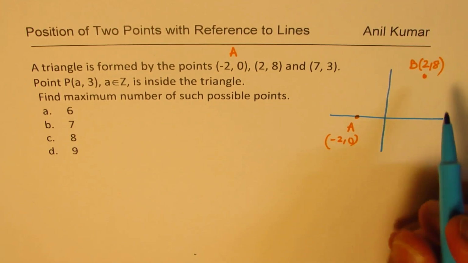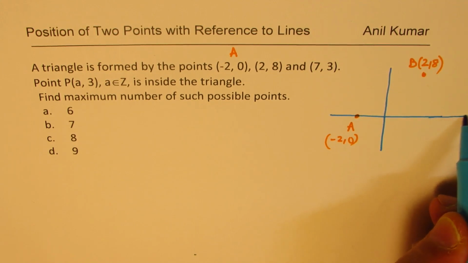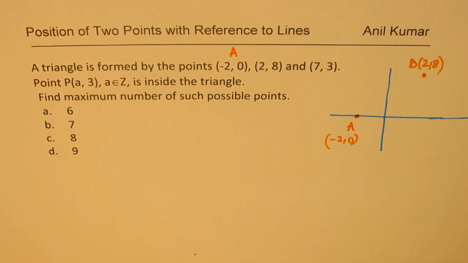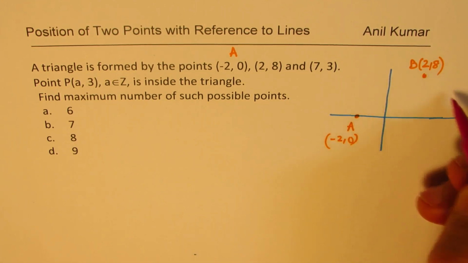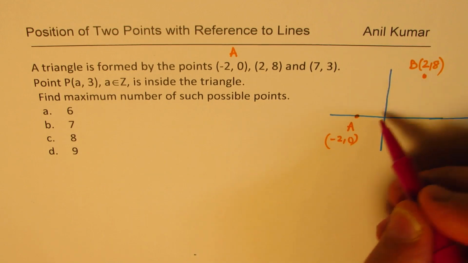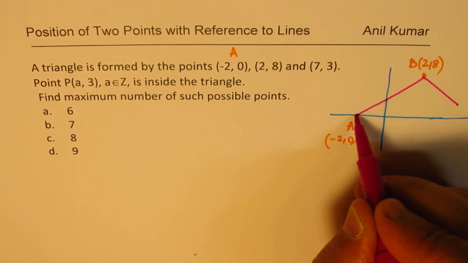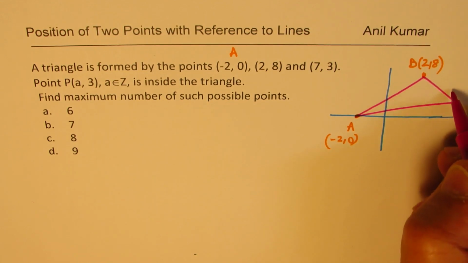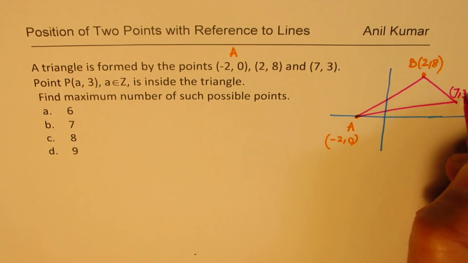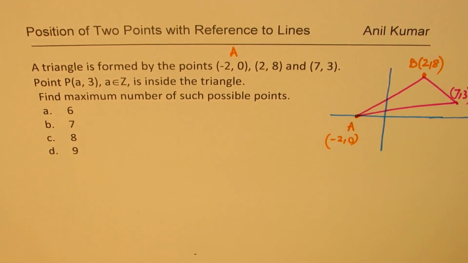Well, I really didn't take so much of margin, right? Okay. So 7 is, so I think it is not to scale, okay? So we'll just make a triangle here and say that is 7, 3. Is that clear to you? So we'll use this point as 7, 3.